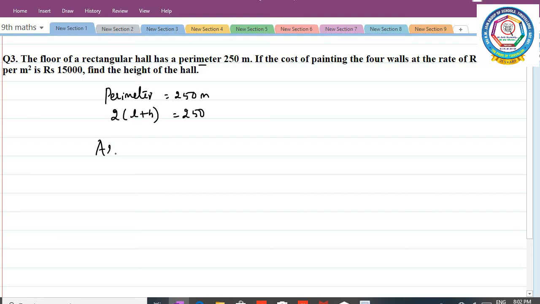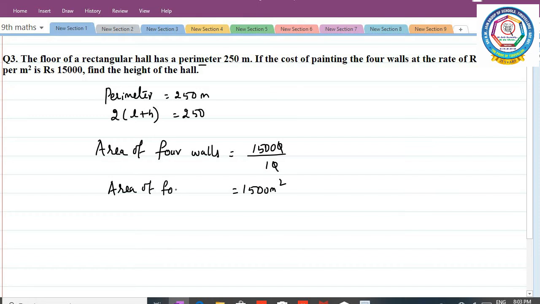So area of four walls equal to, what the cost is given? 15,000 divided by per meter square is 10. So the zeros will cancel, 1500 meter square. Therefore the area of four walls is 1500 meter square.